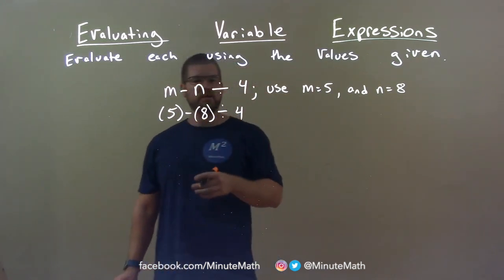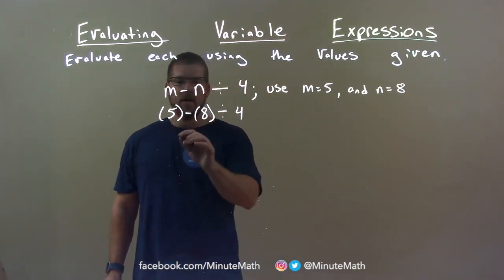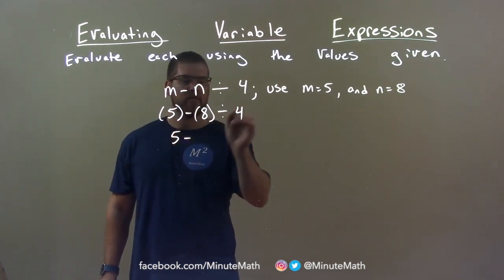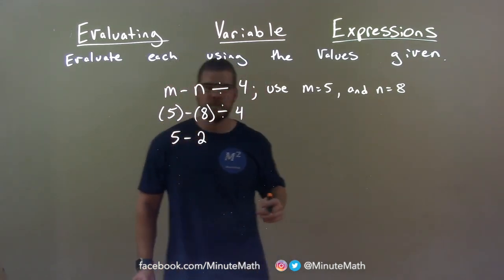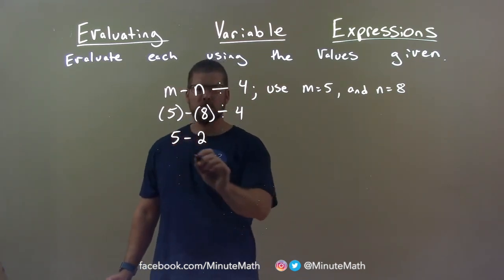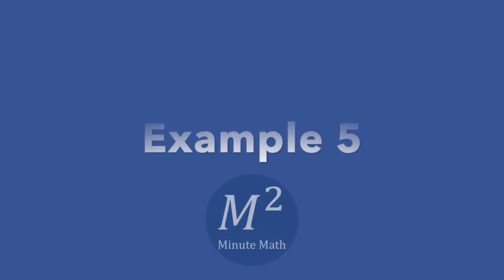Order of operations would say we have to do division first. 8 divided by 4. So 5 stays here. 8 divided by 4 is a 2. So now we have 5 minus 2. Okay? Well, 5 minus 2 is 3. And so our final answer now is just 3.